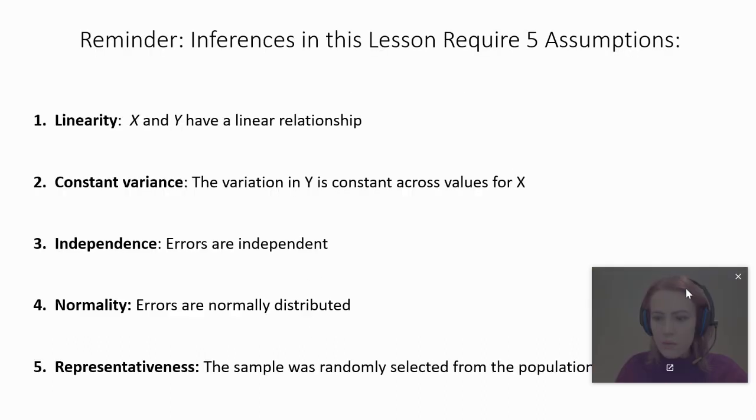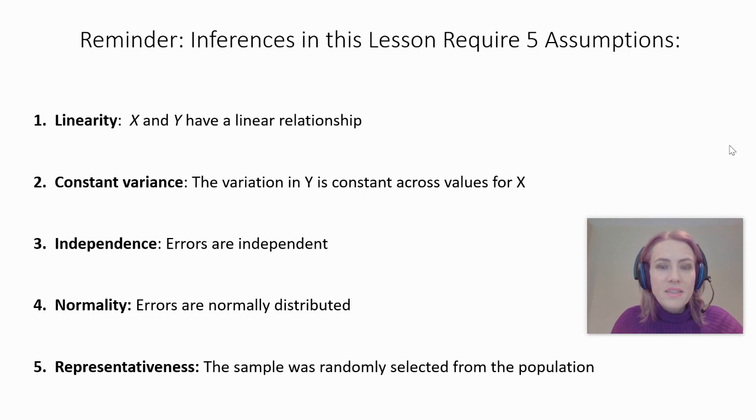Now, I want to remind you that these inferences, jumping from the sample to the population, require that these 5 assumptions are in place. That was the whole purpose of video 4, to check if these things were reasonable. So we already went through all 5 of these for the gas stations. I'm not going to do it again here, but just a reminder that that's necessary before, say, constructing a confidence interval or performing the hypothesis test.